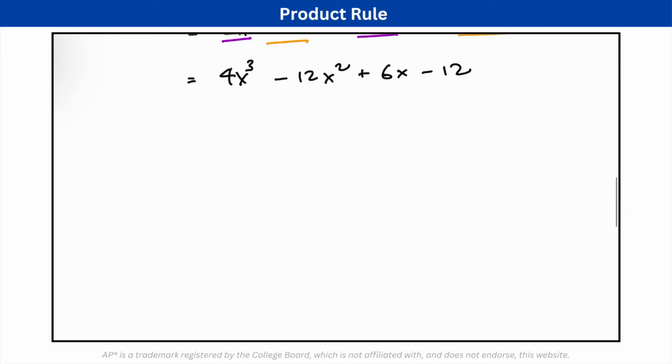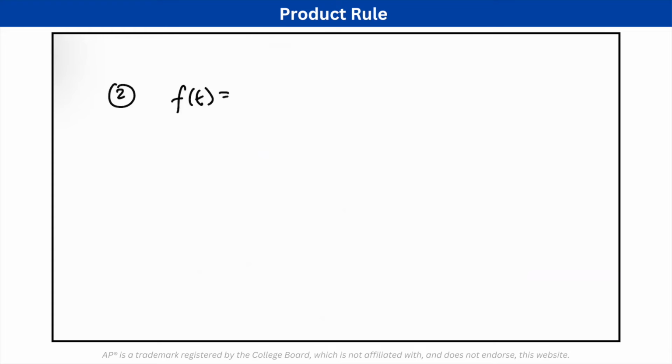We'll just do one more product rule problem. That would be the next question. Just say f of t, for example. f of t is equal to square root of t times 1 minus t squared.